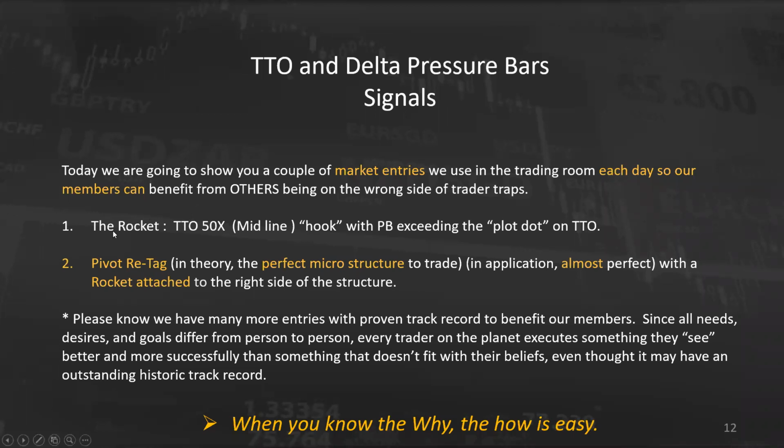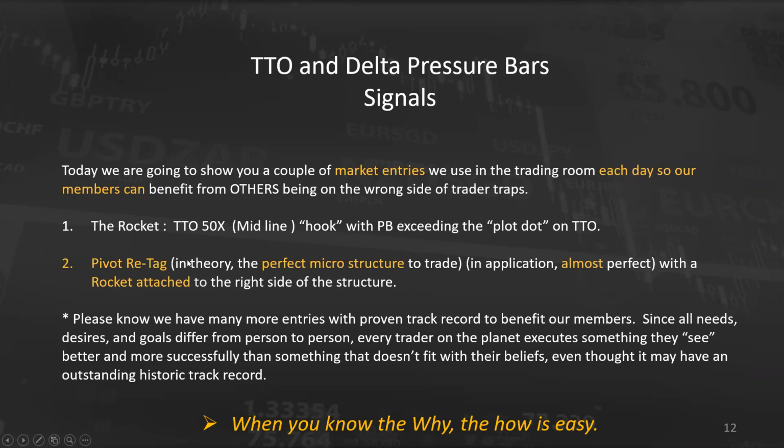We have two, one I call the rocket, and I'll show you what that is in a minute and why. And basically it's a Trap Trader Oscillator. We have a midline or a 50X line. And when the market hooks, I'll show you the power. That's one of the most powerful things I've ever seen in trading. And then our pressure bar exceeds, we have orders coming the wrong way against this momentum order flow. It's really, really sweet. It's a lot of fun. Okay, I'll show you exactly what that looks like.